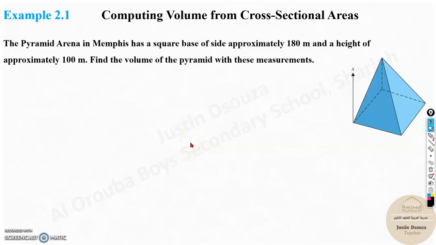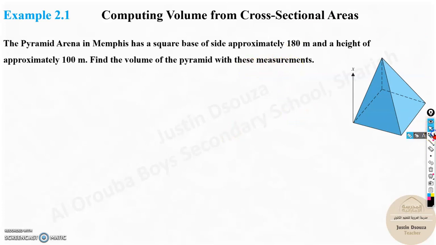We will solve the first problem, that is computing volume from cross-sectional areas. Now over here we have a problem: the Pyramid Arena in Memphis has a square base of side approximately 180 meters and a height of approximately 100 meters. Find the volume of the pyramid with these measurements. The figure is given over here.